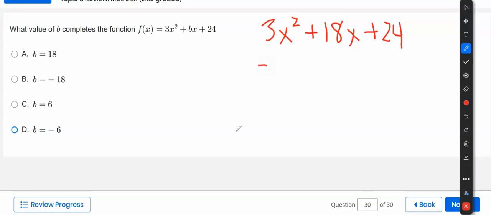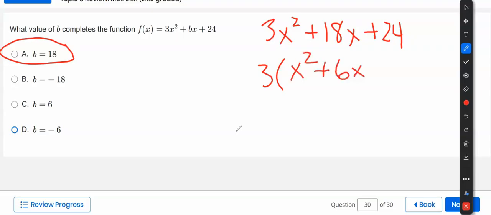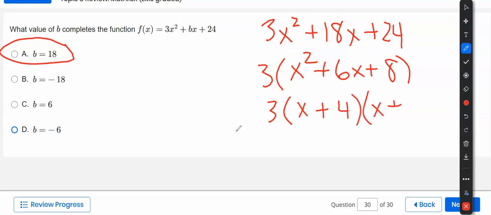Completing it. Now, let's suppose A is the right answer. I can take a 3 out, which would give me x squared plus 6x plus 8. Now, that does mean it's factorable because I can do x plus 4, x plus 2. So I'm kind of tempted to use that one.